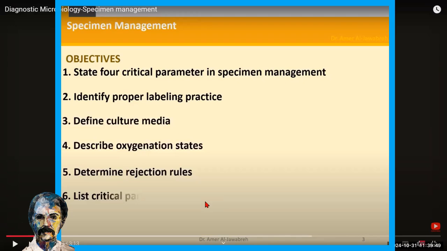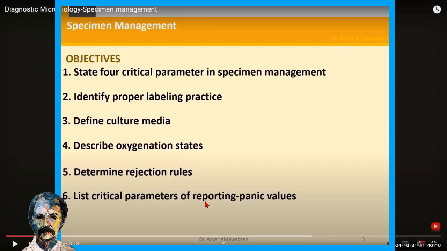Sometimes it's not easy to get a sample. It's not easy. Yeah? It is a tissue or a biopsy. You cannot just throw it like this. You have to make a consultation before you take the decision. And list critical parameters of reporting, or we call them panic values.